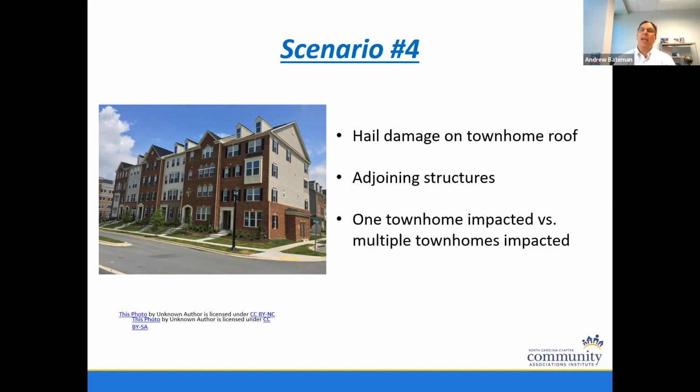And so if there's a hail storm that damages the roof and the exterior, a townhome may be insured as an individual home. So every unit owner will have their own adjuster. They will be adjusting that claim all the way through. If there is a master policy, there will be one adjuster that will adjust all of the roofs for the association.